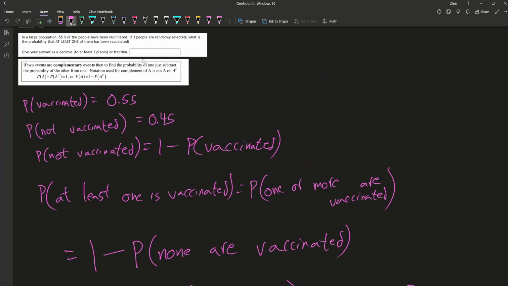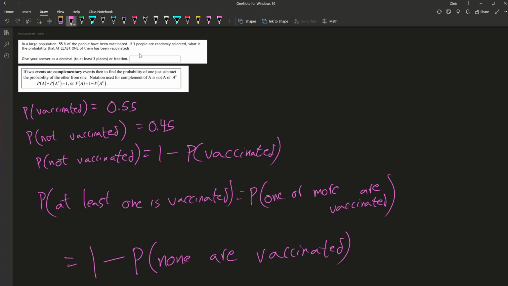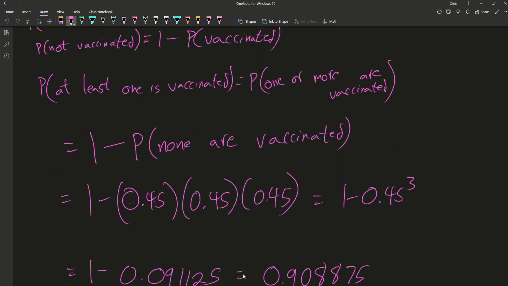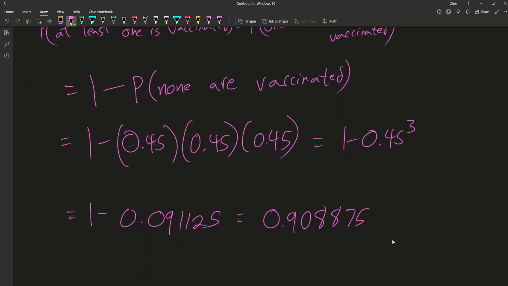And for the purpose of typing this into the homework, it says give your answer as a decimal to at least 3 places. So if you typed in this exact number, this would be perfectly fine. Or you could round this to 0.909.